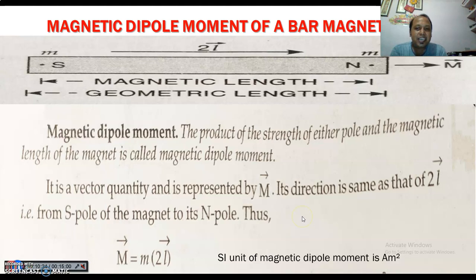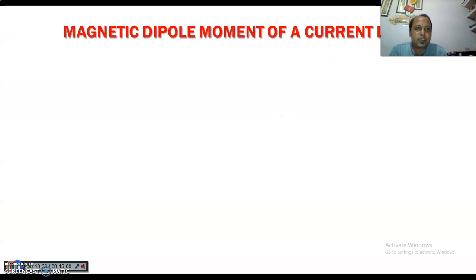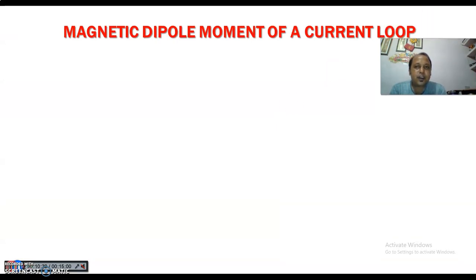The magnetic dipole moment cannot be calculated by the same formula as we have used for the bar magnet. There is some different formula that we need to follow. So let us see that condition. We are going to find the magnetic dipole moment of a current loop. The loop can be of any shape. It can be circular, rectangular, or any irregular shape, but it has to be a proper loop. So the magnetic dipole moment of a current loop is what we are going to discuss here.